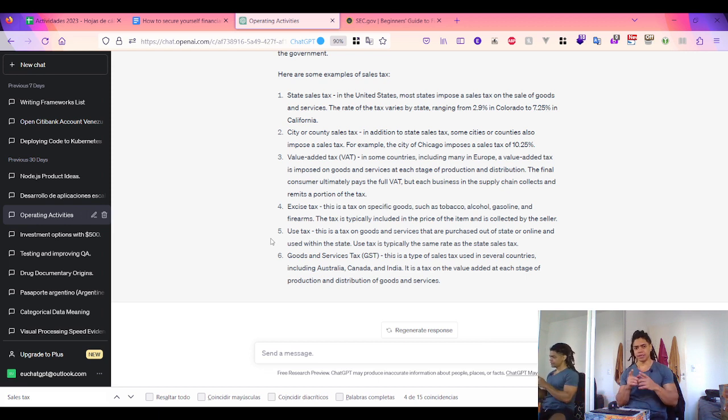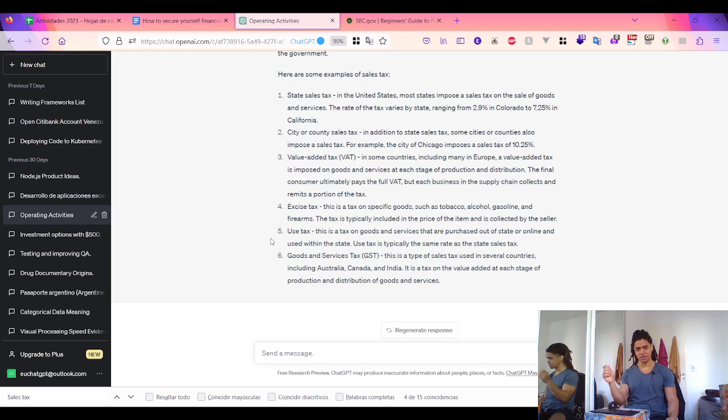And then we have sales tax, such as the state sales tax, city or county sales tax, and VAT, value added tax, a tax imposed at each stage of the production and distribution of goods and services.